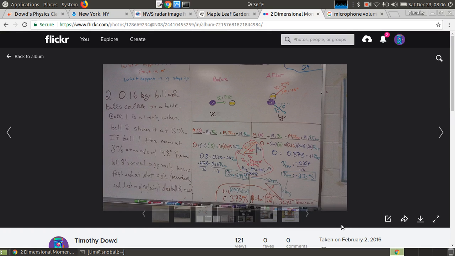So, all in all, a two-dimensional momentum problem is just two one-dimensional momentum problems. You solve for x, you solve for y. You figure out what the components of the vector you want are in x and y, and then you add them back together.